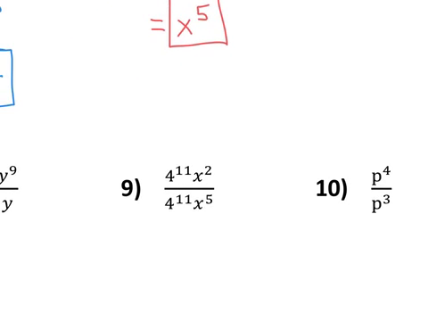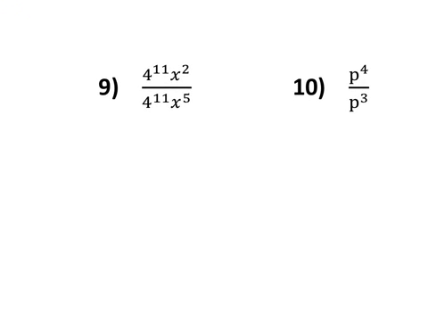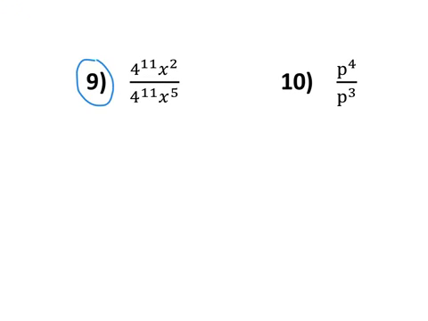Now, let's complicate it a little more. One other thing to remember, and number 9 is a good example of this. If you have an actual number, for instance 4 to the 11th, which doesn't have a variable in it, and you have another number which doesn't have a variable in it, you're going to divide them like normal. This bar here is a division sign. 4 to the 11th divided by 4 to the 11th is one number divided by itself, so these two cancel each other out and become just 1.